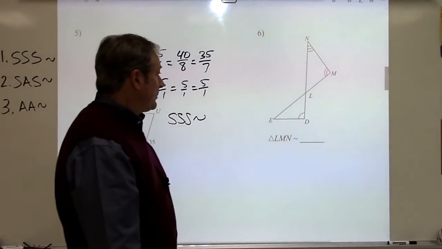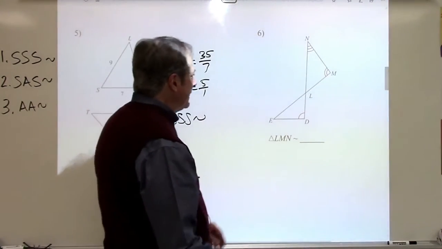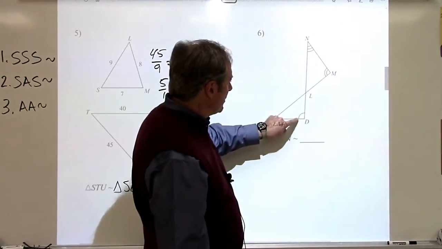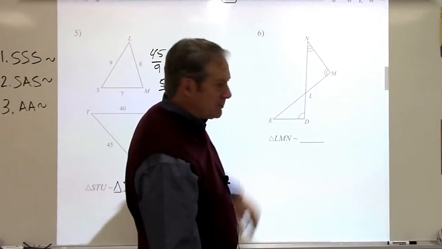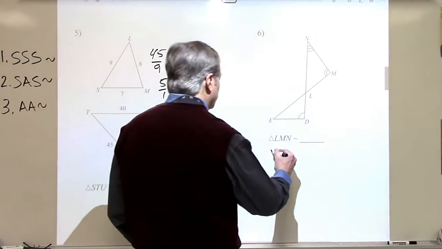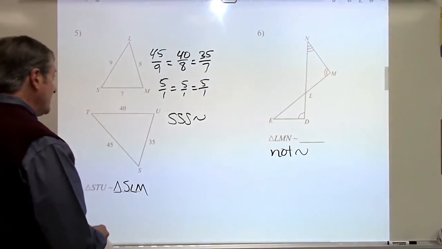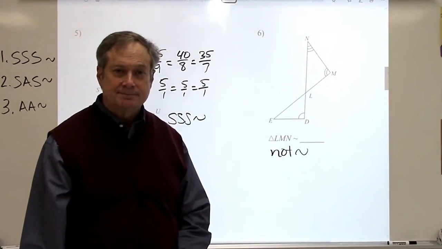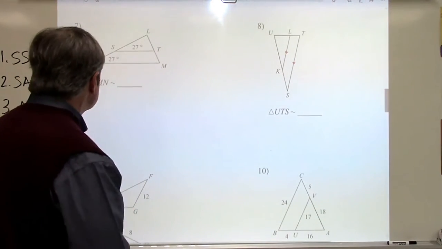Now, number 6, I can immediately see that these two are not similar. The only angles that are congruent are these two vertical angles. Just because these are tick marked, that doesn't mean anything unless we had a 3 tick mark one here and a 3 tick mark one there, or a 2 tick mark one there and a 2 tick mark one there. So these two are not similar. And that's numbers 5 and 6. All right, students, 7 and 8.